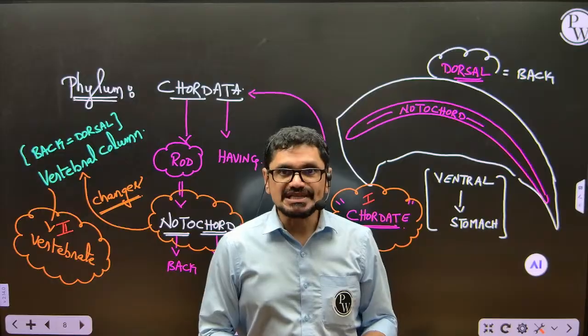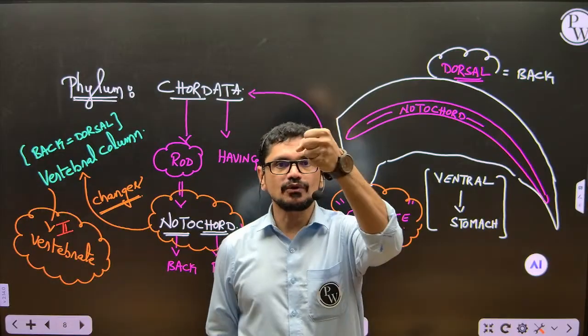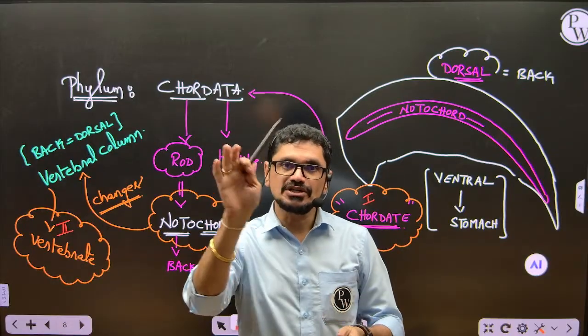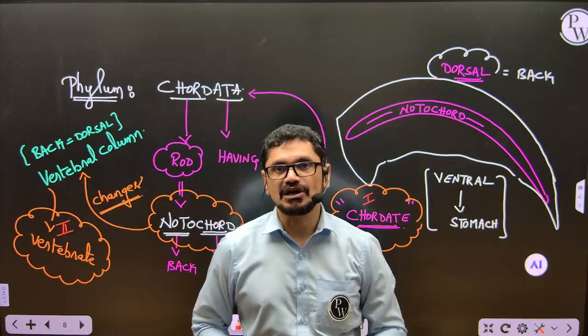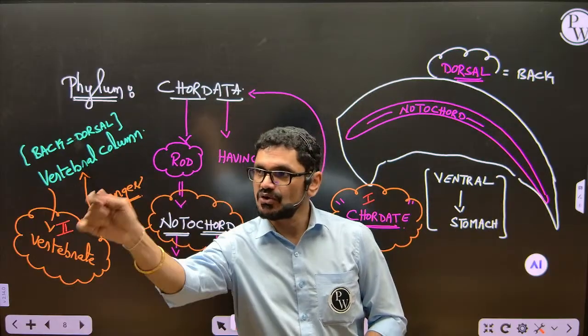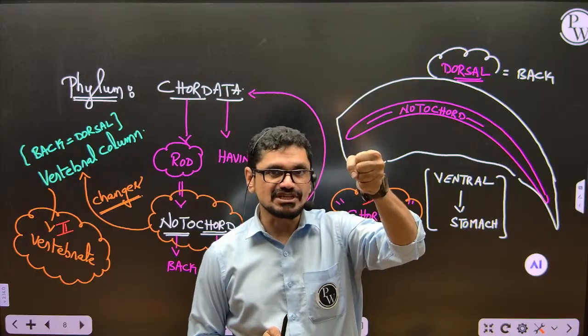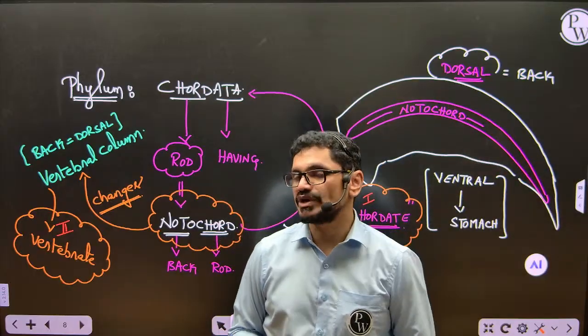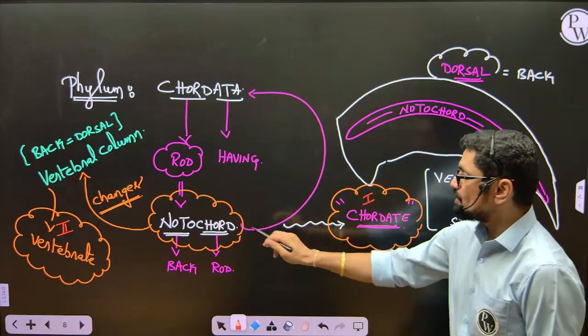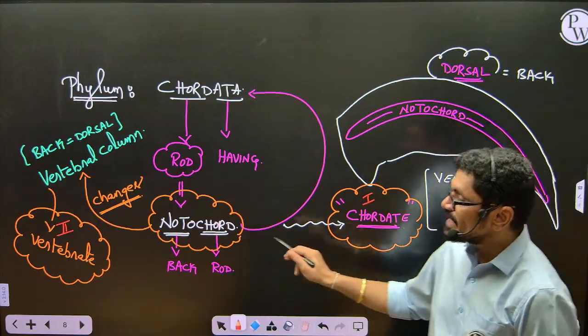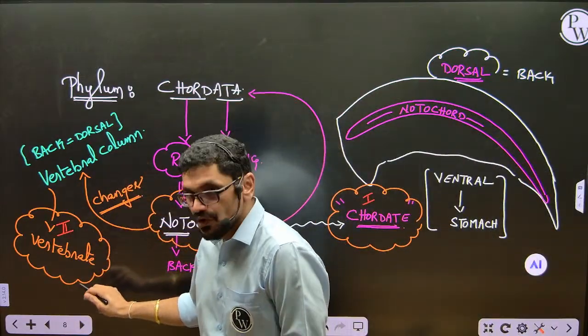Okay, so there are some animals with only marker or only fist. If marker is present, notochord. If fist is present, vertebral column. If notochord is present, you have to call that animal a chordate. If vertebral column is present, you have to call that a vertebrate. See the board once again. If notochord is present, we call it a chordate. If vertebral column is present, we call it a vertebrate.